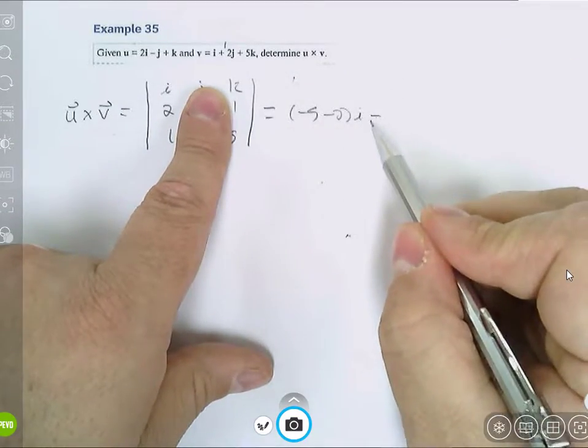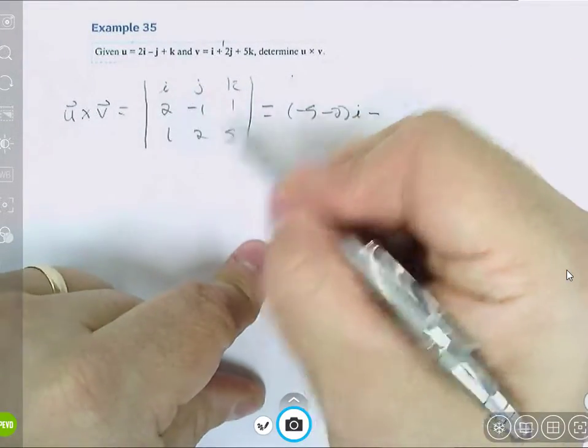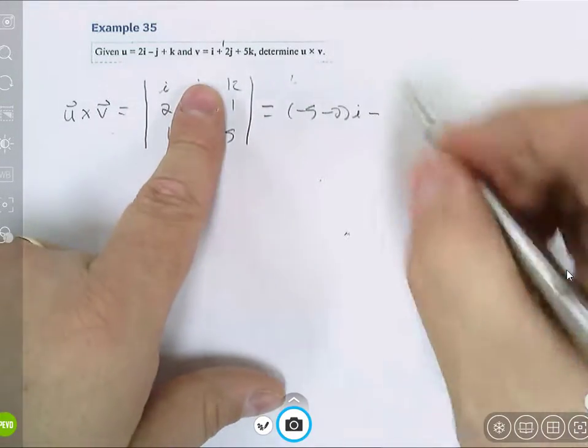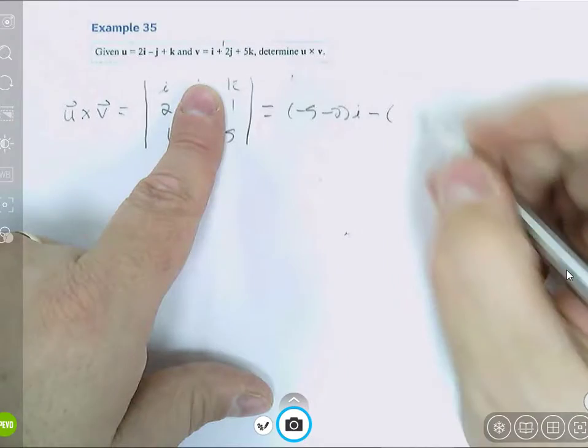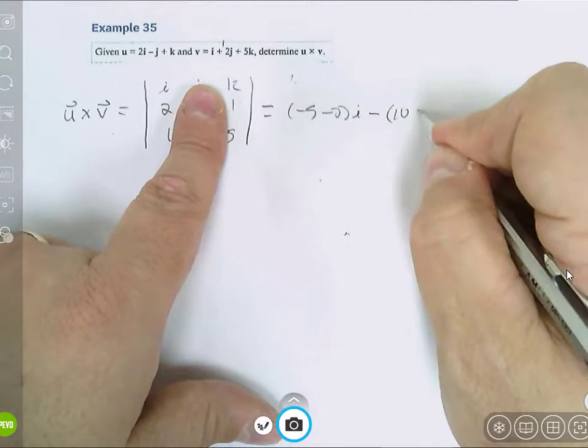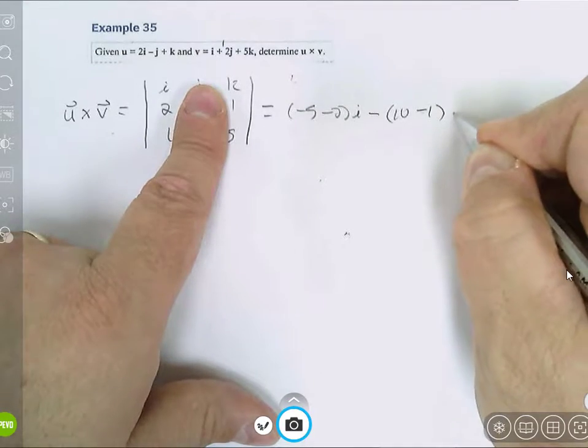Also, you could make this plus, but instead of going this times this, you could switch to this times this, and I'd get the same thing. But I'm used to using the negative. You can choose to do it that way if you like. So it's 5 times 2 is 10, minus 1, right? And that'll be j.